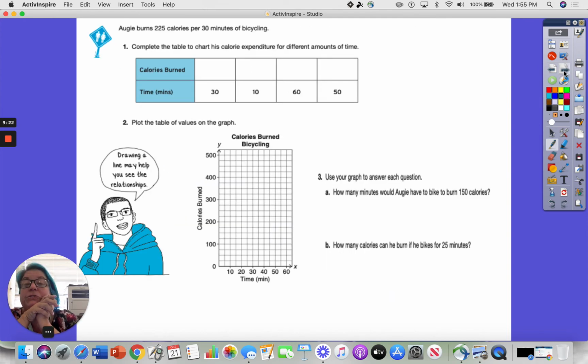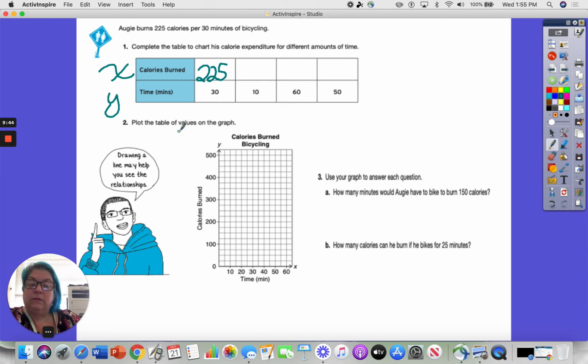Okay, Augie burns 225 calories per 30 minutes of bicycling. Complete the table and chart of his calorie expenditure for different amounts of time. So the first thing they gave us was 225 calories. And remember, this is your X, this is your Y.